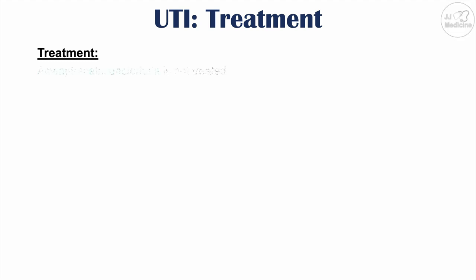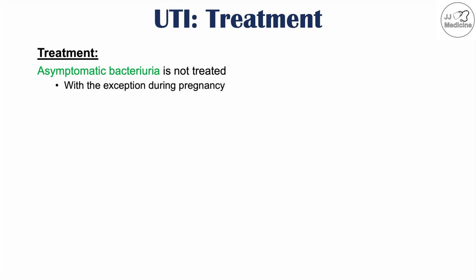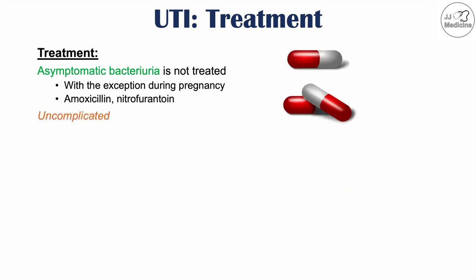How do clinicians treat a UTI? If it is asymptomatic bacteriuria, it is not treated. Again, we mentioned this before, with the exception during pregnancy or during urologic procedures. And in the case of pregnancy, amoxicillin or nitrofurantoin are antibiotics of choice. So for uncomplicated UTIs, clinicians will treat with a shorter duration of antibiotics. So sometimes it may be noted 3 days of antibiotics, but it really depends on what antibiotic is used.